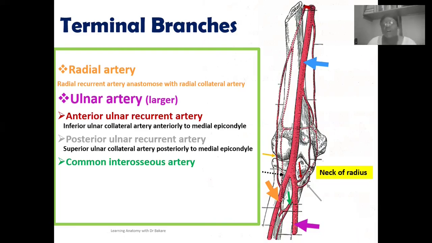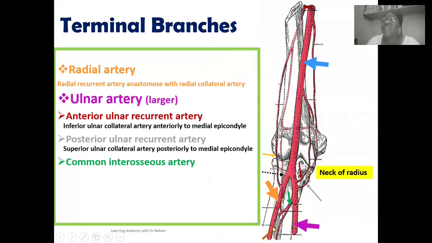While the posterior ulnar recurrent artery is also directed upward, but behind the posterior region of the medial epicondyle. And this is where it will be creating anastomosis with the superior ulnar collateral artery. So you see that the anterior and the posterior ulnar recurrent arteries are seen to be directed anteriorly and also posteriorly to the medial epicondyle. And this is the part that they can run individually for them to access the arteries that they will be creating anastomosis with. Then for the common interosseous artery, you see that it is directed towards the interosseous membrane.